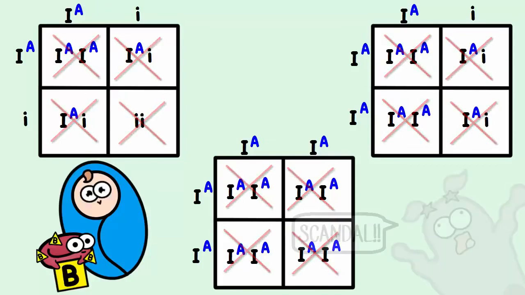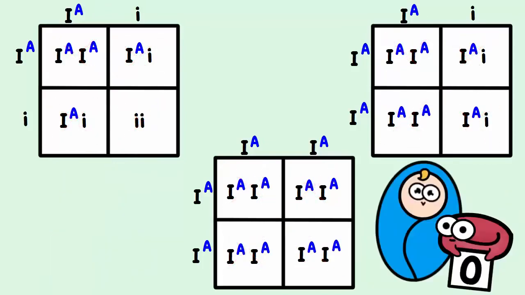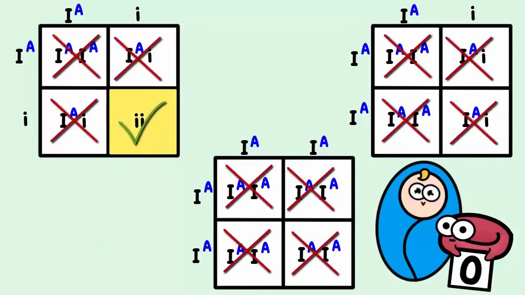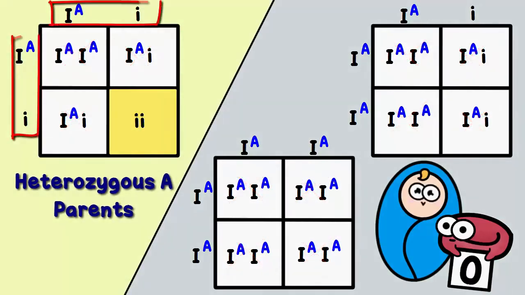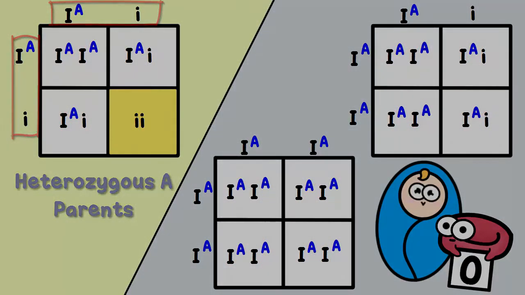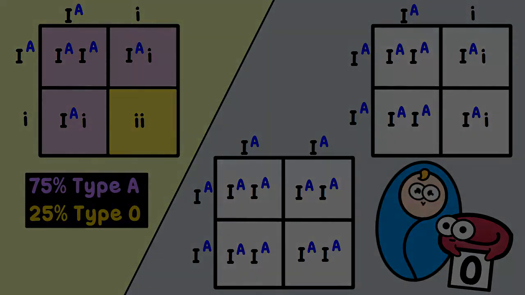Okay, so is it possible to get baby Phil, who has type B, in any of these offspring? Nope, he must be someone else's baby. What about baby Sylvester with his type O? Yes, it is possible, but both parents would have to be heterozygous A. That means they both must be this. Then yes, you would have a 25% chance, that's 1 in 4 here, of having a baby with type O blood.